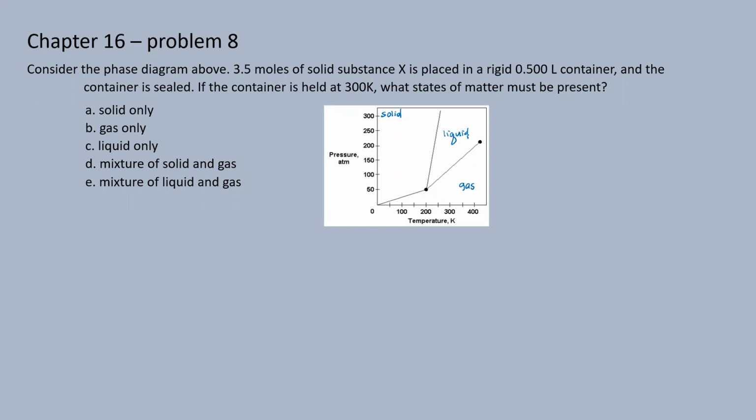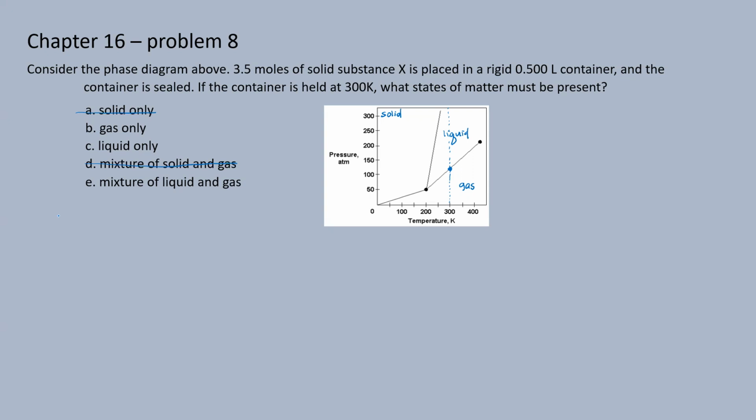Okay, so if you have 3.5 moles of solid substance and it's at 300 Kelvin, so here's 300 Kelvin on the graph. I'm just going to make a line going up. We could see that at 300 Kelvin, it's either going to be the gas phase, so gas only, liquid only, or it's going to be on the line there. If it's right there, then you're going to have liquid and gas. Okay, so we definitely can't have solid. So I'm going to get rid of A and I'm going to get rid of D.